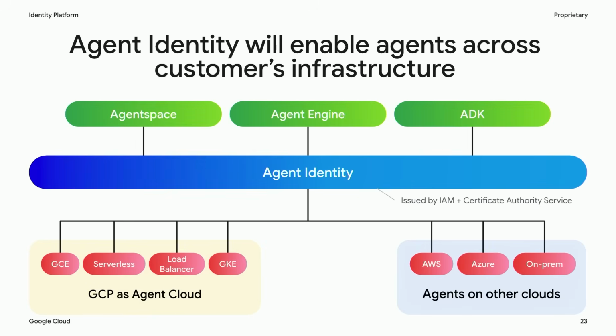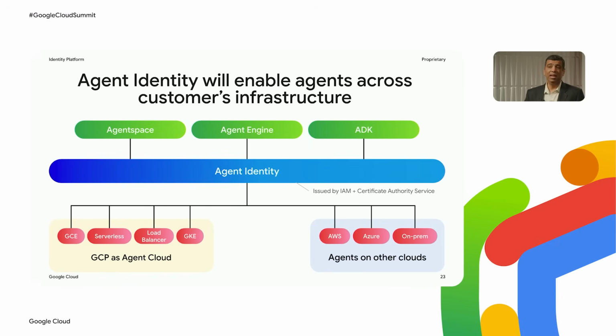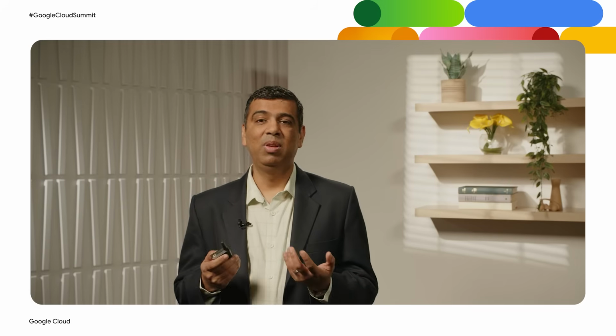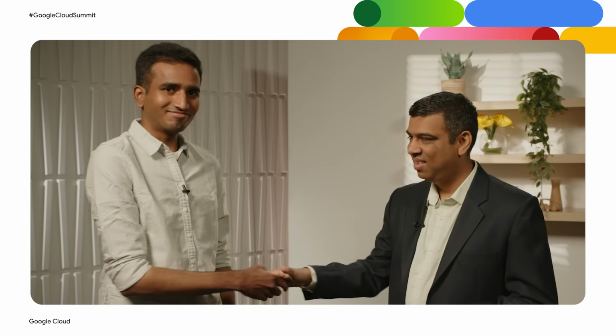In fact, agent identities will be first-class citizens of the entire Google Cloud platform, and they will enable agents across your entire infrastructure. They will enable agents whether they are built inside Agent Space, on Agent Engine, or using Agent Development Kit. To give a real-world perspective on emerging challenges, we have with us Sai, security engineer from Yahoo. Yahoo is at the forefront of thinking about how to secure complex AI workloads at scale. Welcome, Sai. Thank you for having me here, Ravi.